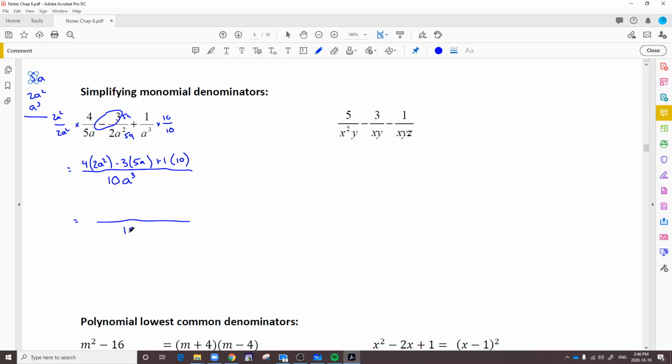So what I mean by that is we've got 10a cubed on the bottom. On the top, I'm going to simplify. So 4 times 2a squared is 8a squared. Negative 3 times 5a is negative 15a. And then 1 times 10 is 10.